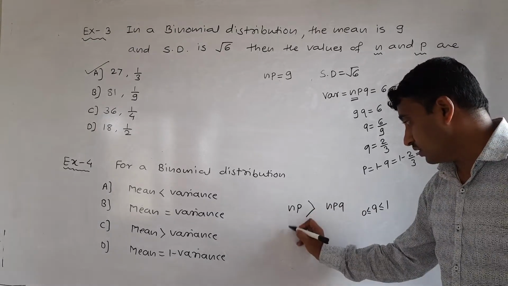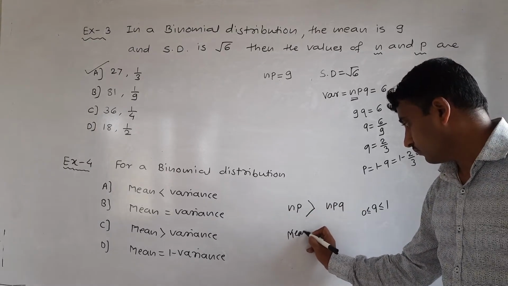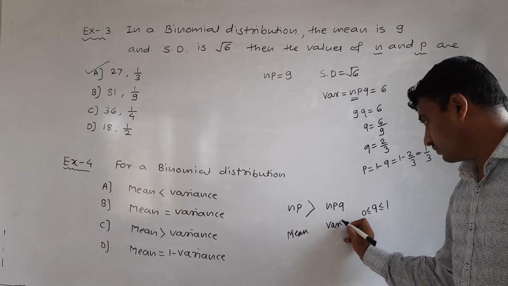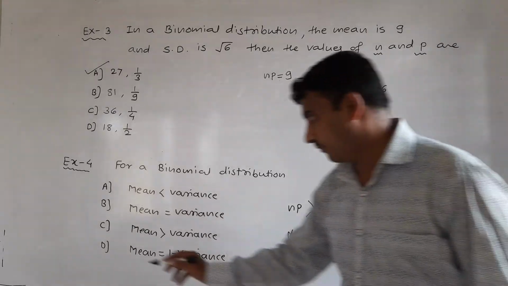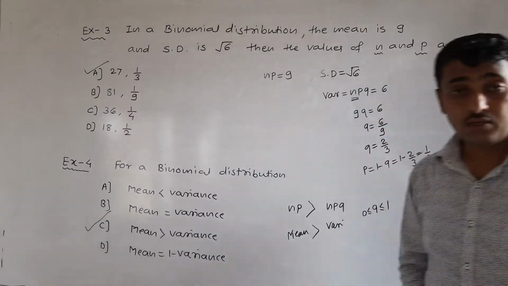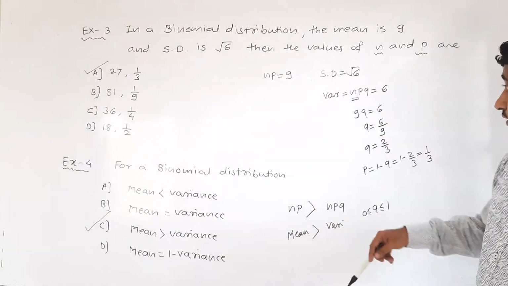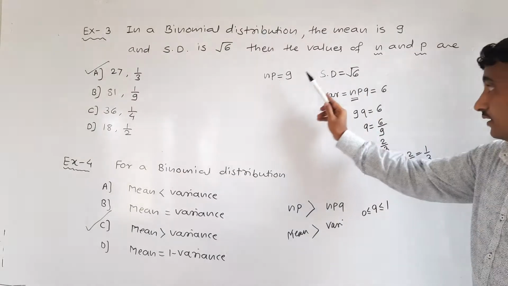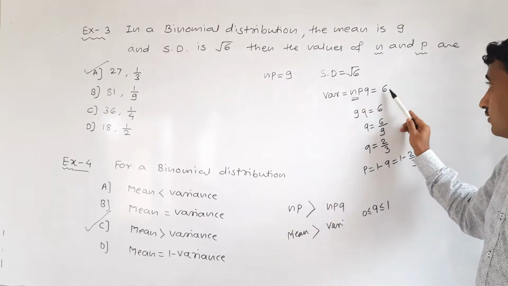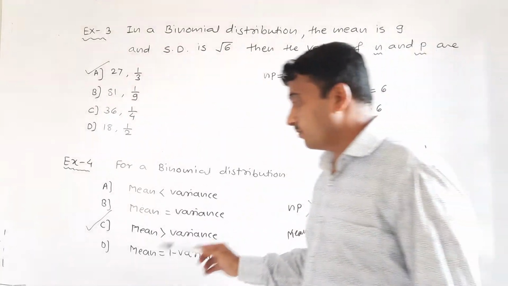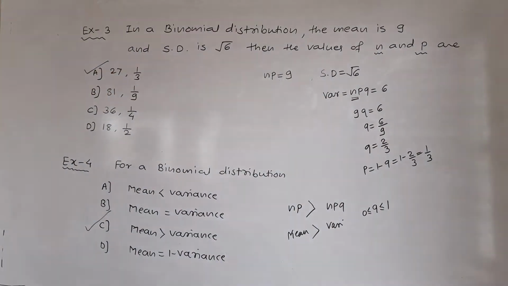That is, np is the mean and npq is the variance. Mean is greater than variance always. In binomial distribution, mean is always greater than variance. Look at the example here: the mean is 9 and the variance is 6. That is always, mean is greater than variance. This is always true.